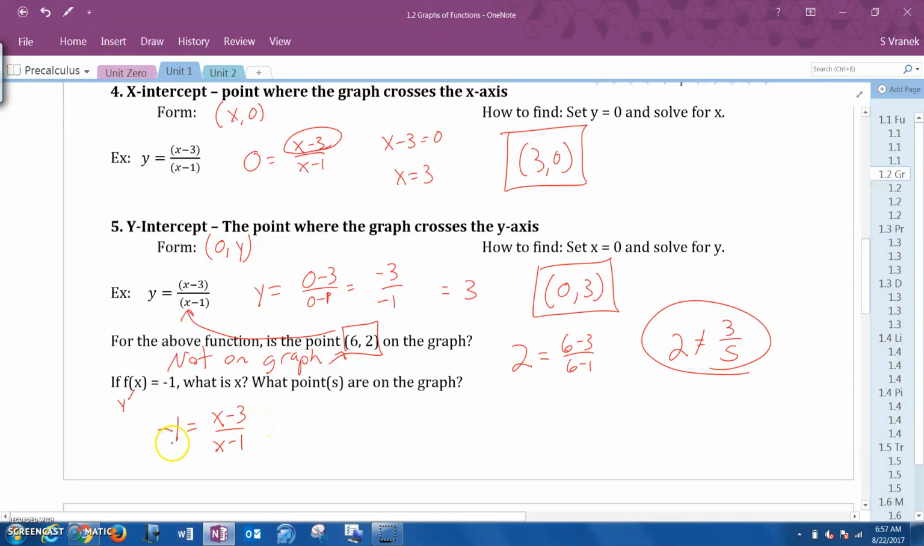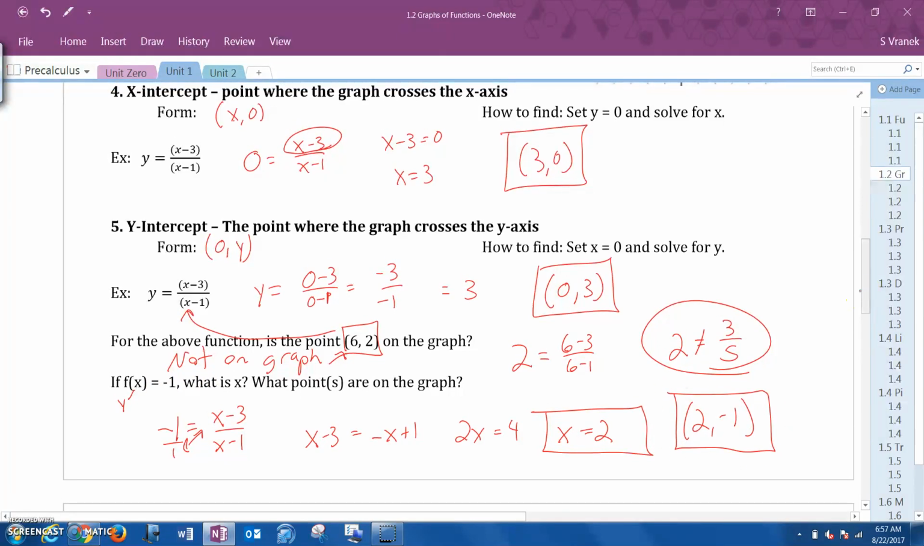When you have a fraction equal to a fraction, I can just put that over 1, and you can cross multiply. So when you cross multiply here, you get x minus 3 equals -x plus 1. And now you can solve. Move the x over, we get 2x plus 3 equals 4, so x equals 2. So yes, and if x equals 2, then the point has to be (2, -1), because you should already know that you're going to get -1 out, but you could check it if you want. Okay? So again, that's your y. Set y equal to the function and solve for x.